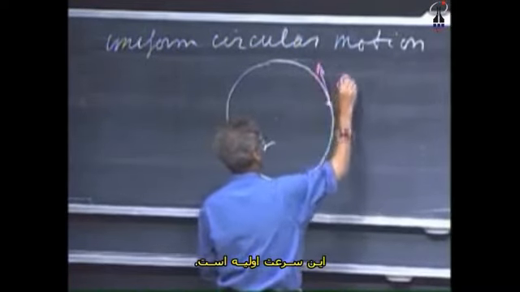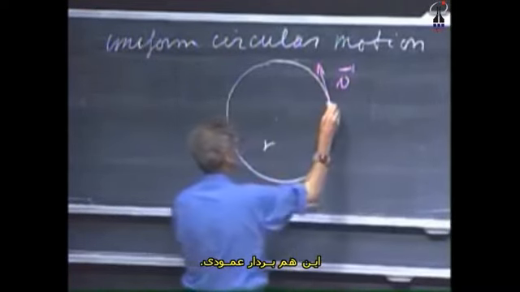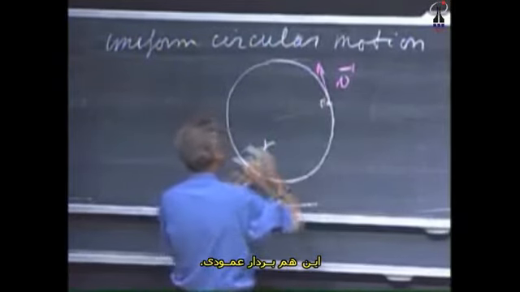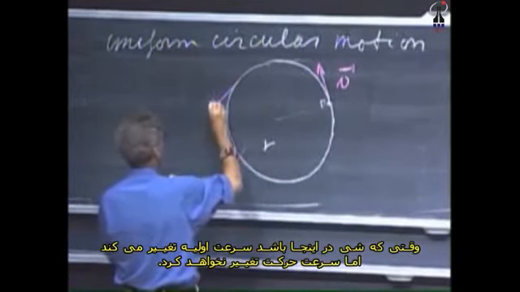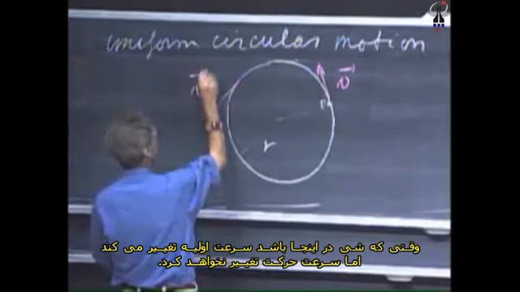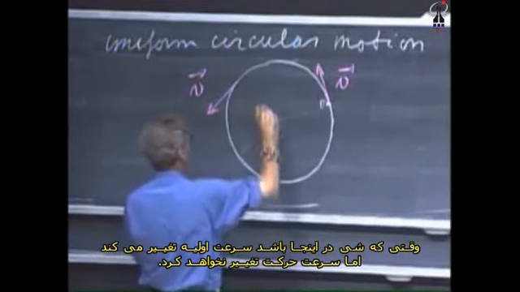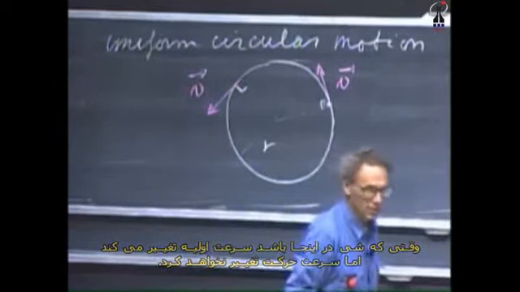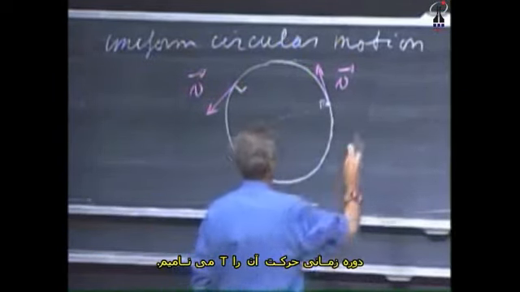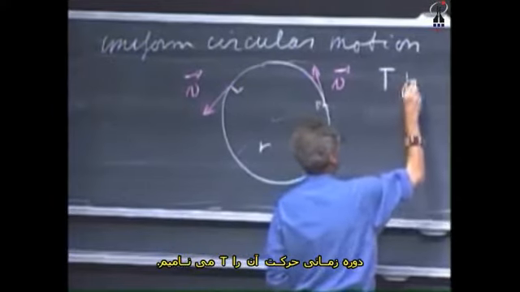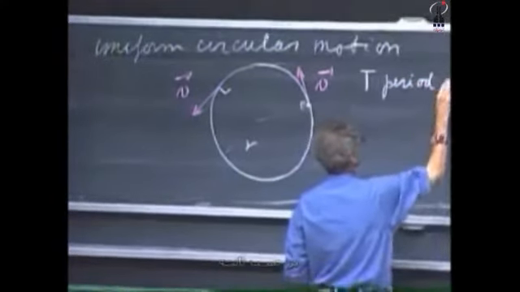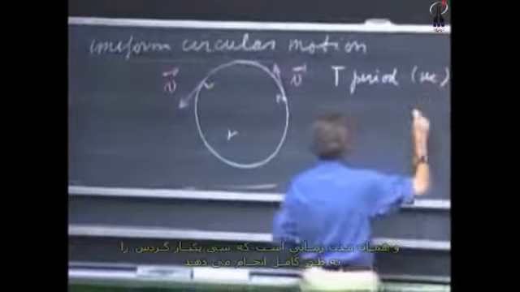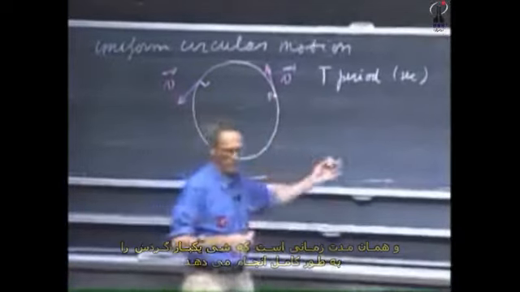This is the velocity. It's a vector, perpendicular. And later in time, when the object is here, the velocity has changed, but the speed has not changed. We introduce T, what we call the period. Of course, it's in seconds, which is the time to go around once.